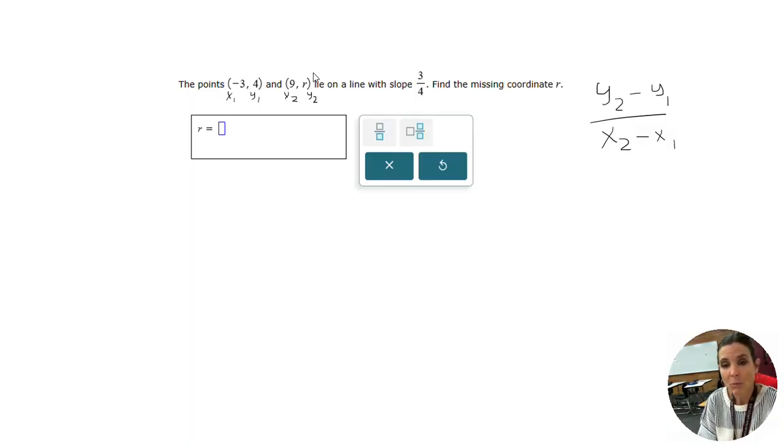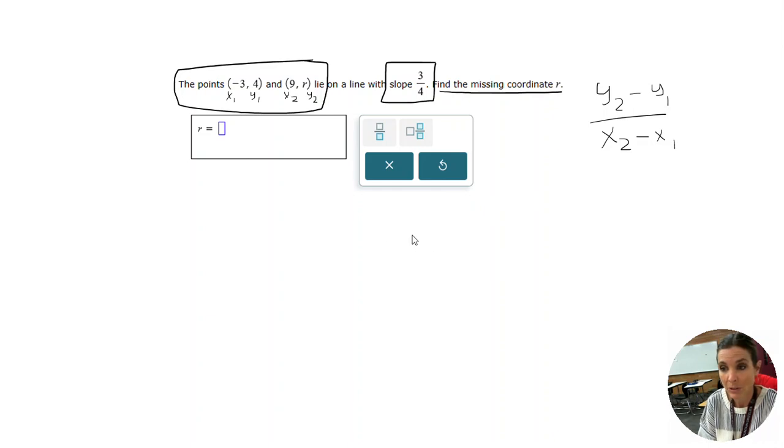And so if we are going to find r, which is what we're supposed to do, find the missing coordinate r, we are going to plug this information right here into the slope formula, and then we are going to set that equal to our slope, which is 3/4, okay? Because this formula is how we find slope.